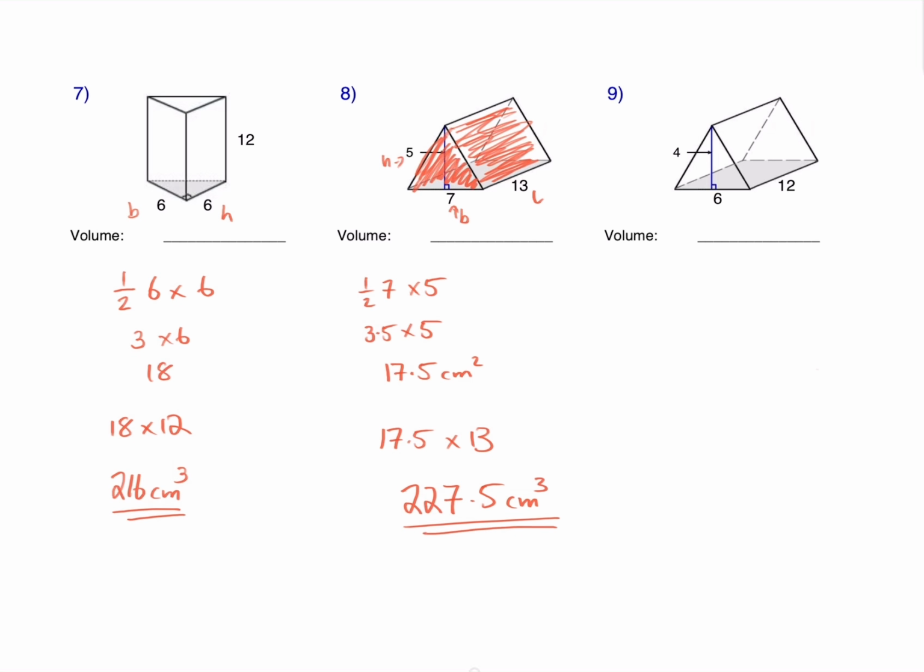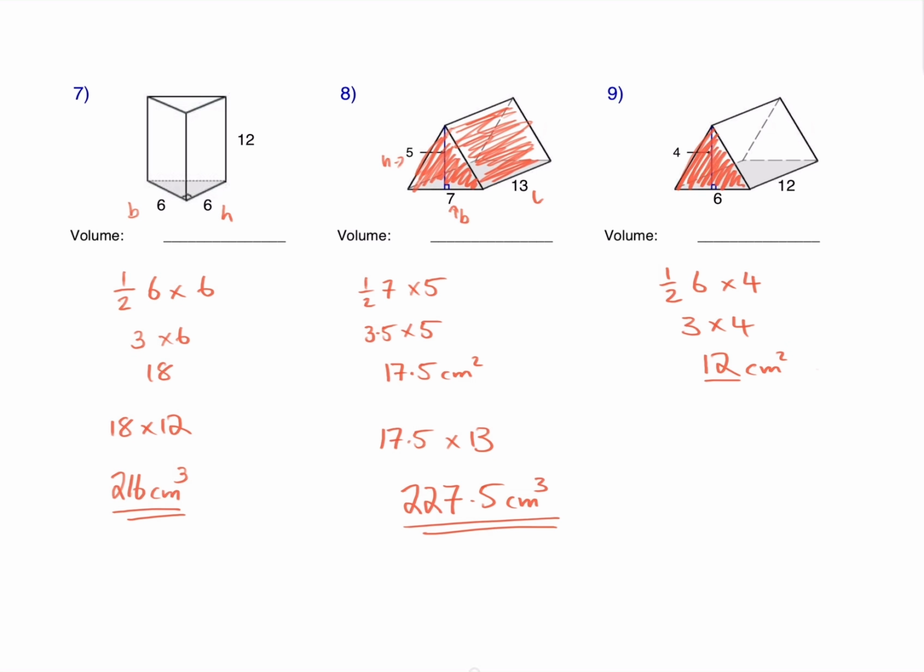So, last one here. Again, half the base. What's the base here? The base is the bottom of the triangle. It's 6. Half of 6 times 4. So half of 6 is 3 times 4 is 12. That is the area of this triangle here.